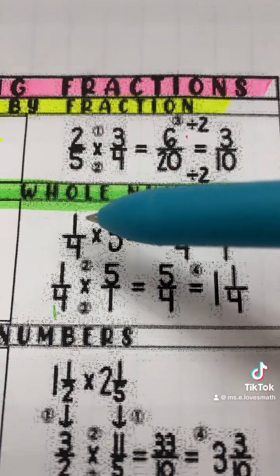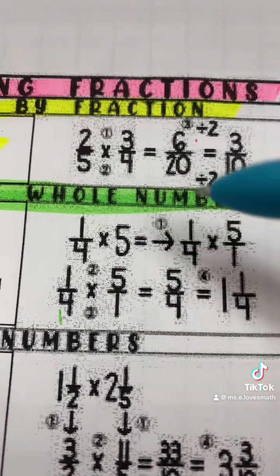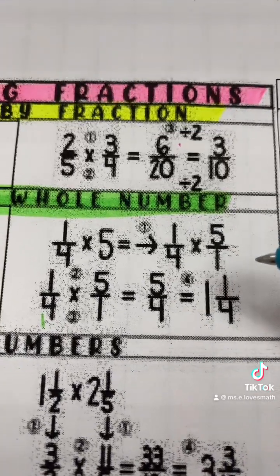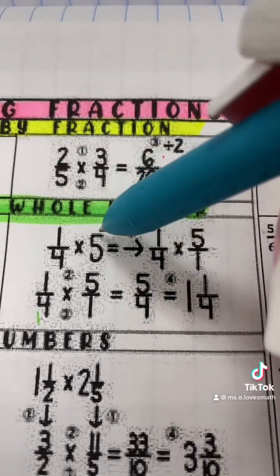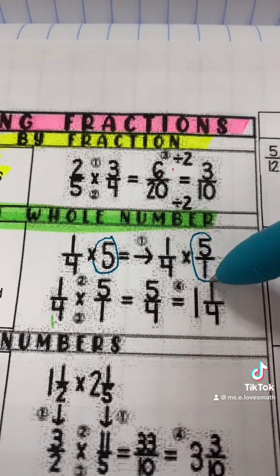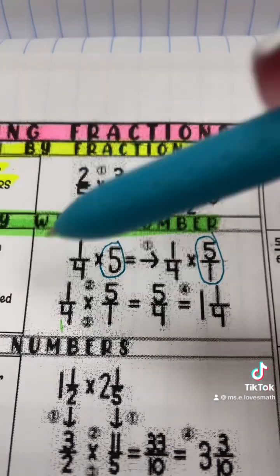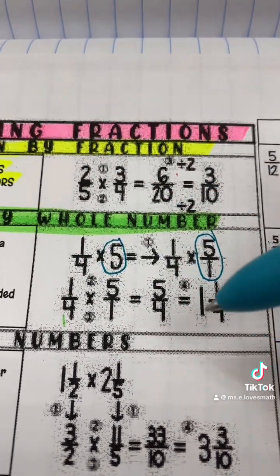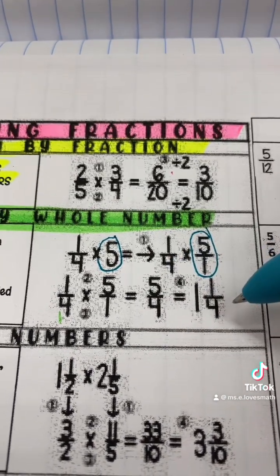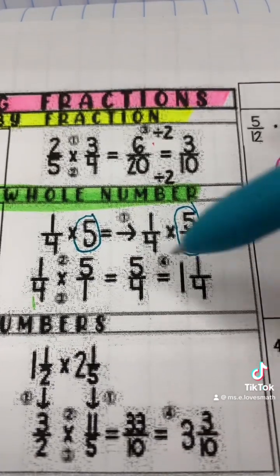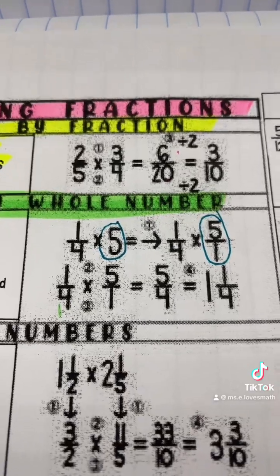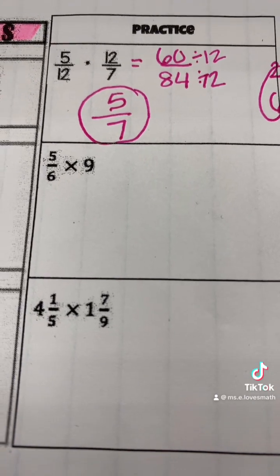Here we have a worked out example. We have 1/4 times 5. You keep 1/4, but we needed to write the whole number as a fraction over 1. So I'm going to circle that so that we can see that this has to be written as a fraction before you can continue. Then you do 1/4 times 5 over 1. So we get 5/4. This then needs to become back to a mixed number. In this case, we did not have to simplify, but we did have to put it back as a mixed number.